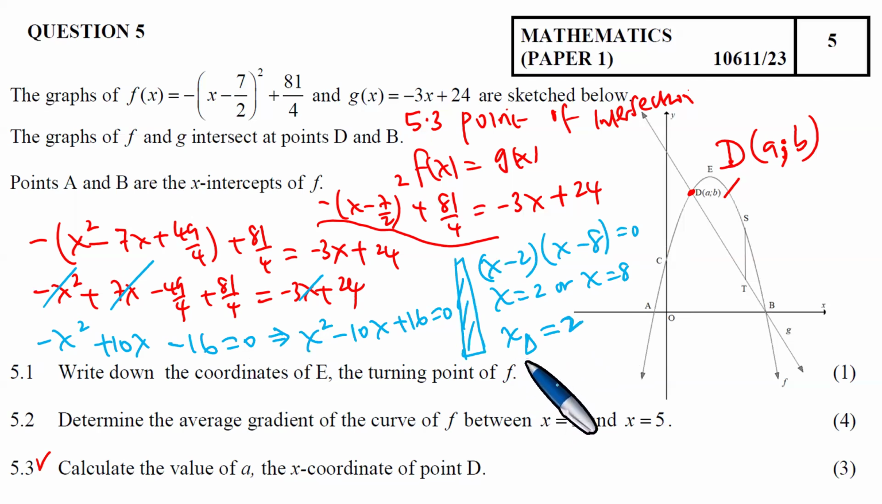x at D, sir? Yes, please. So, looking at the mark allocation, you can simply say, for the x-intercept, let y equal 0 and use the g of x. Okay, that's interesting. You can clearly say that for the x-intercept, right?